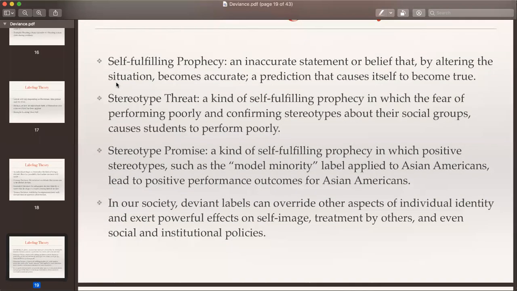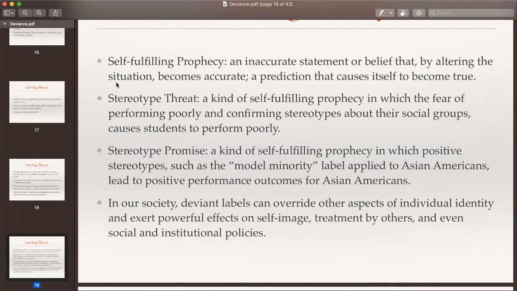We look at a self-fulfilling prophecy: an inaccurate statement or belief that, by altering the situation, becomes accurate, a prediction that causes itself to become true. This is the idea that someone tells you you're bad, you're bad, or you're dumb, you're dumb, and you say, okay, I guess this is going to become my reality. I am bad, I am dumb. And that begins to influence your sense of self and the behaviors that you engage in.